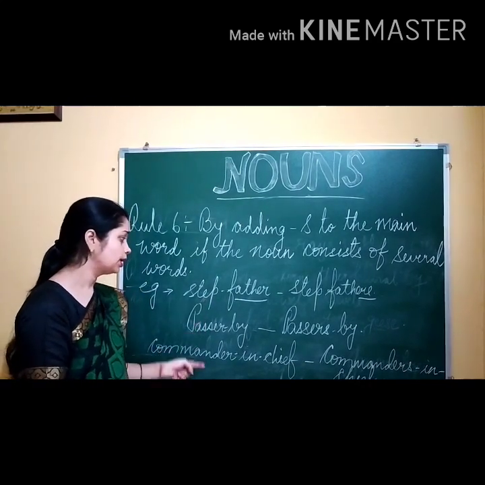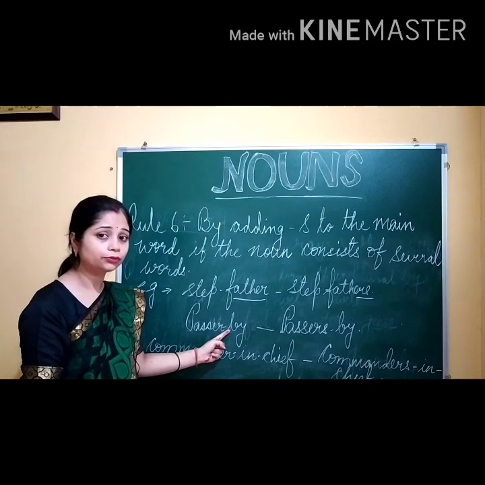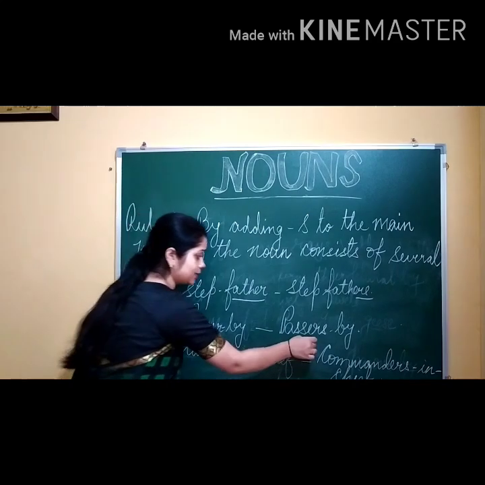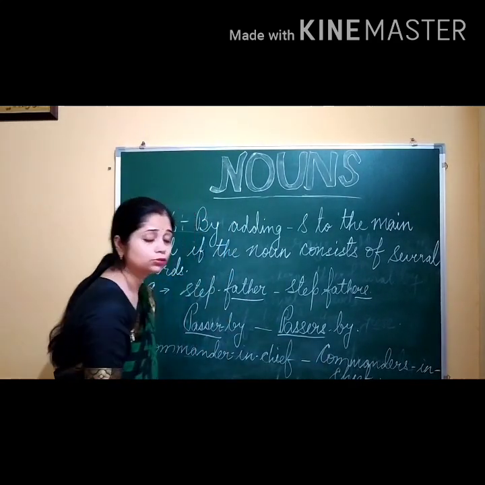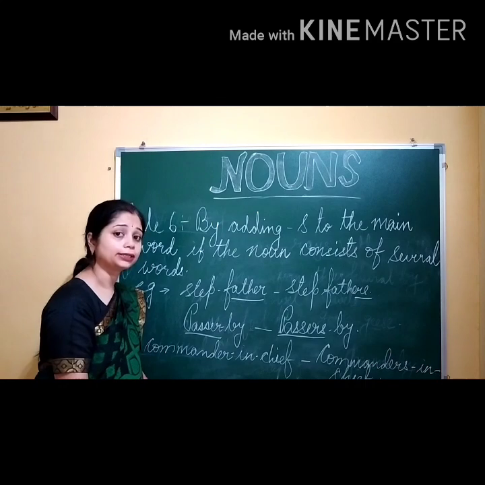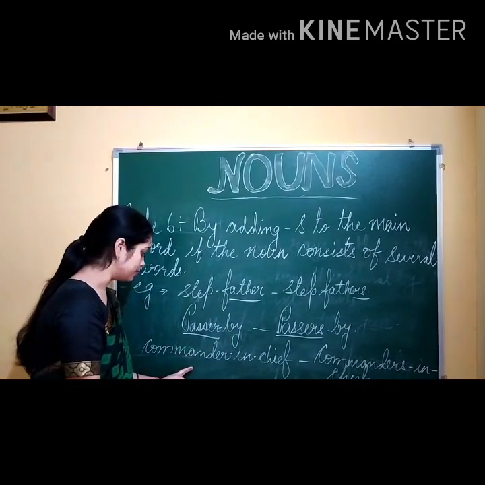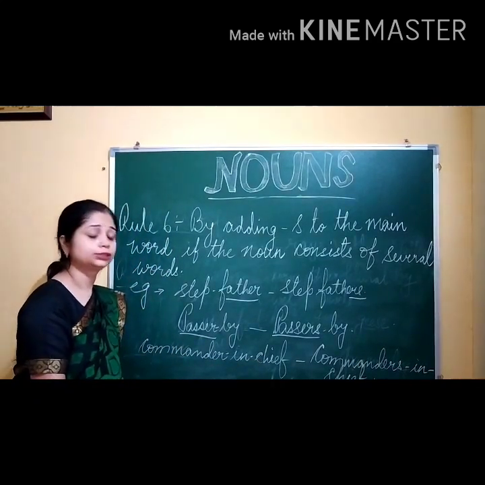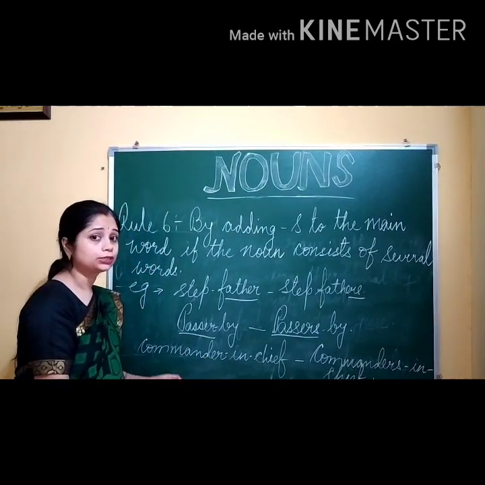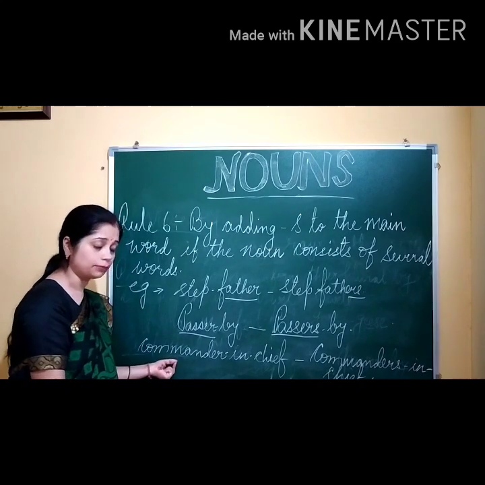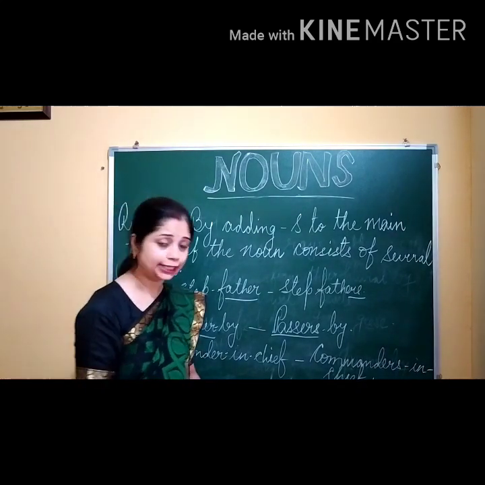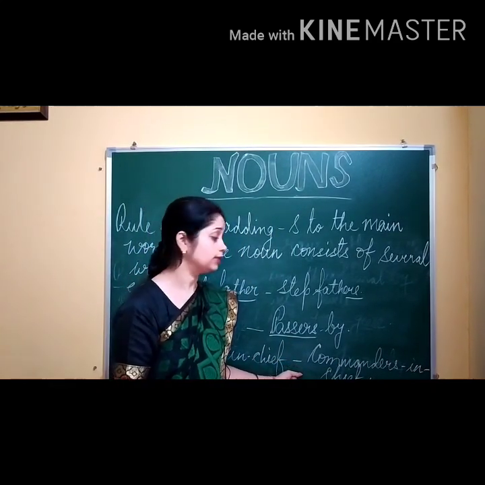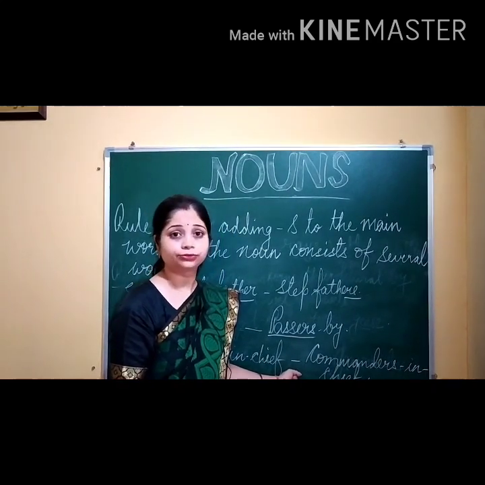The next example, passer-by. Which is the main word? The main word is passer. So we have added S to the main word to change its form to plural and the word is passers-by. In the next example, commander-in-chief, the word is formed of 3 words. So we have to find out which is the main word. The main word is commander and therefore we have added S to the main word to change its form to plural and the word is commanders-in-chief.